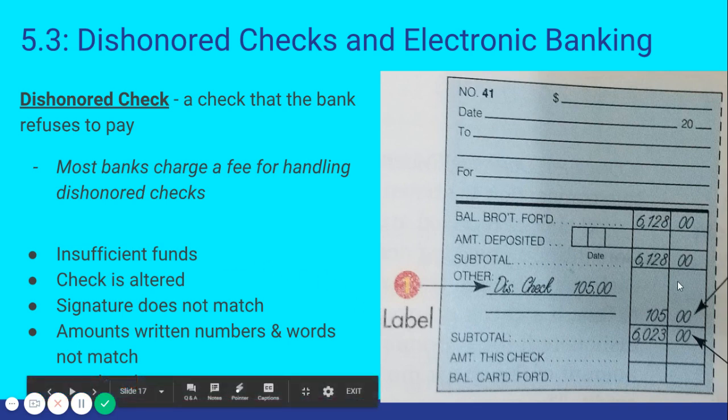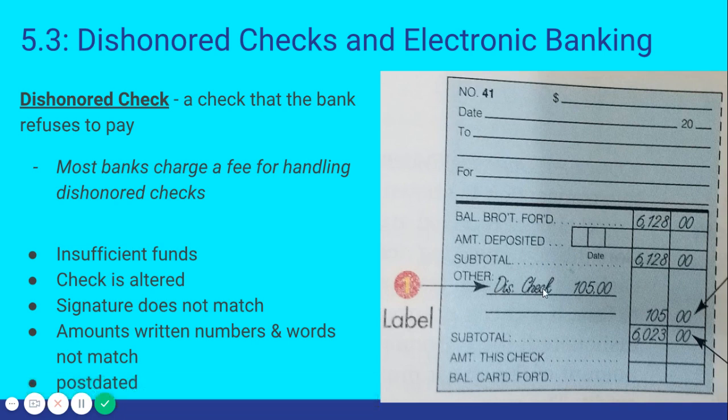From our previous section, on our check stub, before, we wrote here service charge. Now, if we have a dishonored check, we would write dishonored check and the amount of the check.